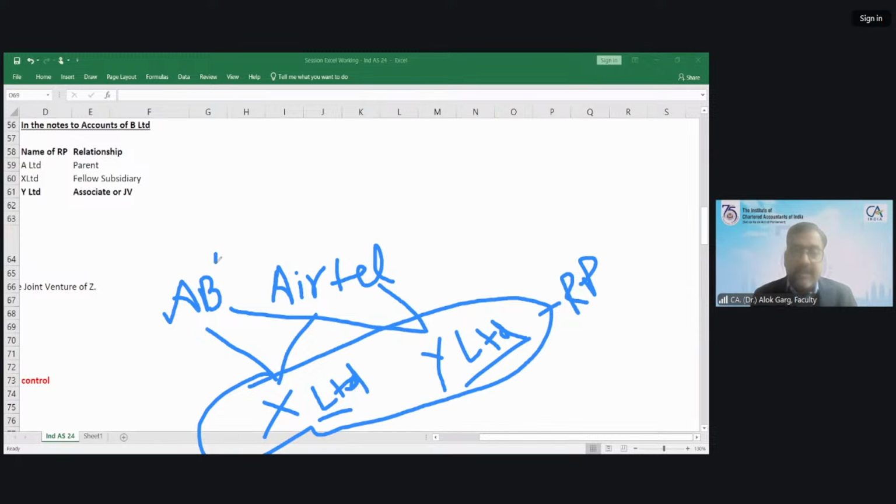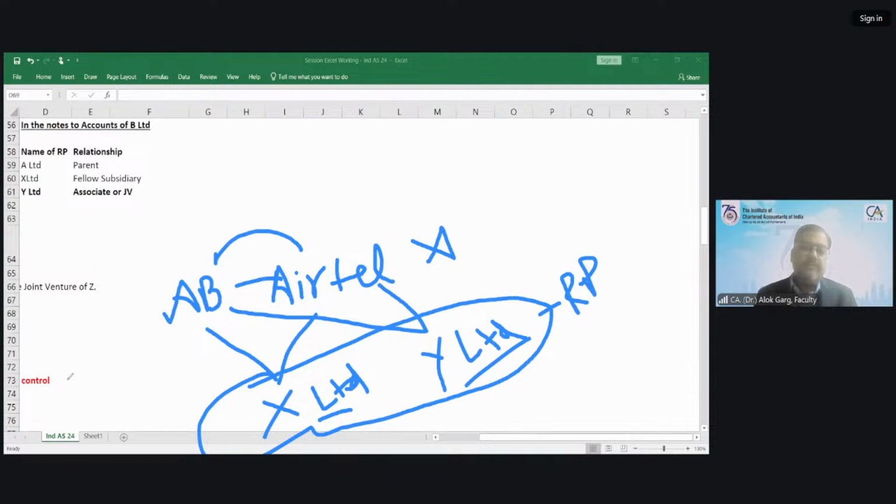But whether Birla Group and Airtel have become related parties because they have invested in the same company? No, sir. The answer is no. They do not become related parties. Otherwise, so many groups would become related to each other. These are not related parties. But the common entities in which they have invested, those common entities will become related.